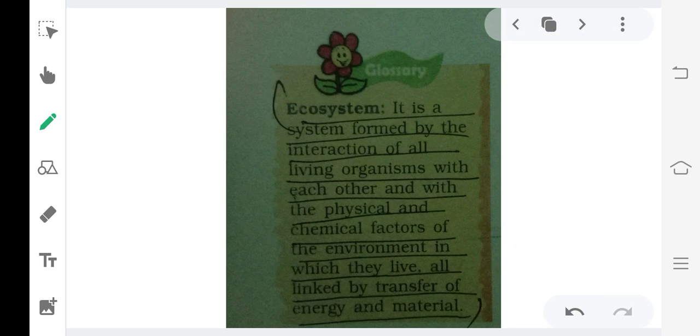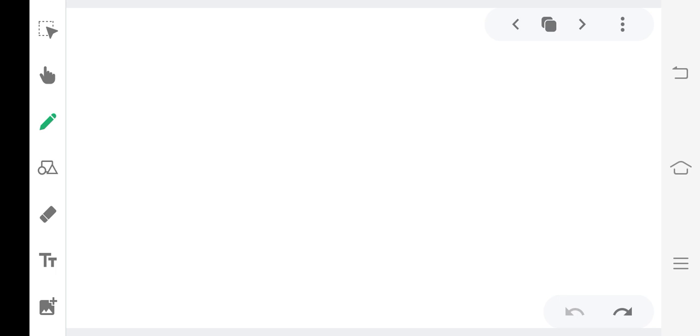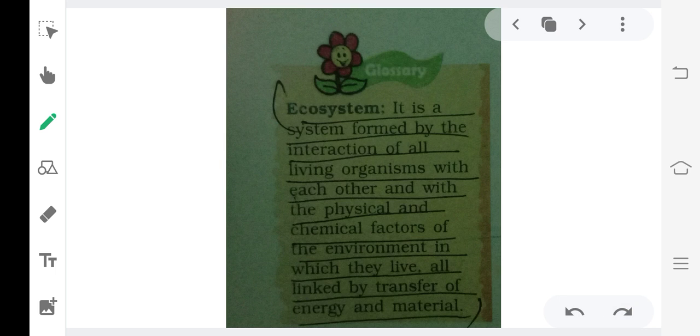Next, we have to know what is an ecosystem. An ecosystem is a system formed by the interaction of all the living organisms with each other and with the physical and chemical factors of the environment in which they live, all linked by transfer of energy and materials.